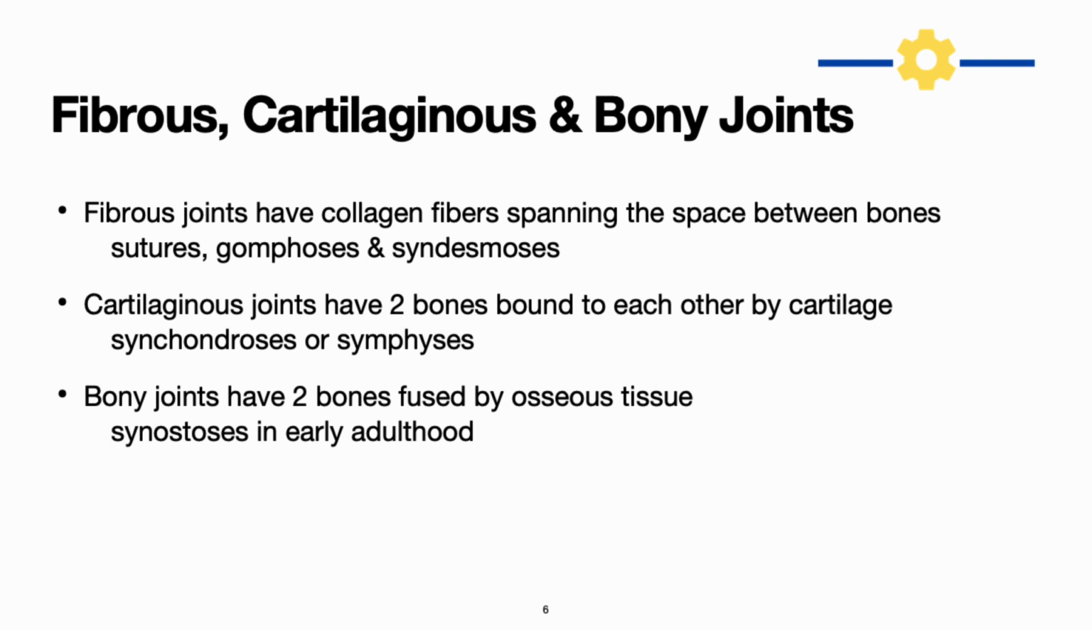And then bony joints are going to be two bones that are directly fused by osseous tissue. And again, typically there's cartilage between these bones until they ossify, and they're called synostoses. And typically most of these unions fuse early in adulthood.